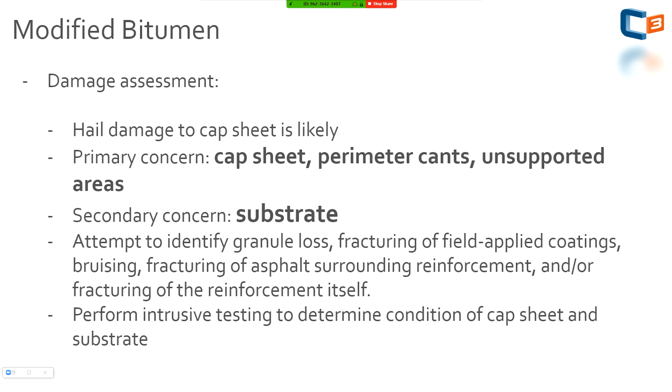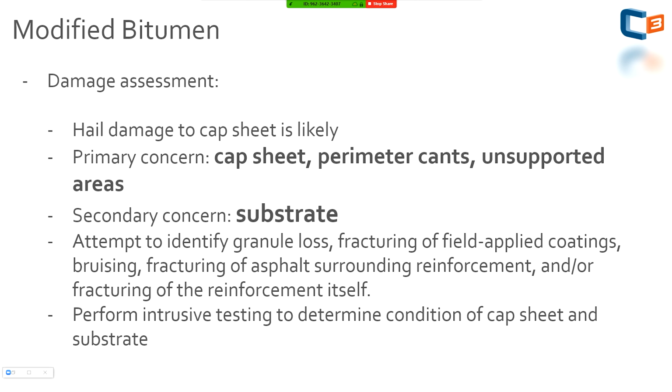So granule loss, that's UV protection, it's going to be damage. If you have fracturing of field-applied coatings like aluminum coatings or elastomeric, that is also a UV protectant and needs to be addressed if that's damaged. Bruising, that's stressing the material itself. It can be stretching the asphalt. It can be distorting the reinforcement. And there's a lot of bolt-ons even with shingle manufacturers out there that discuss how bruising is considered damage.